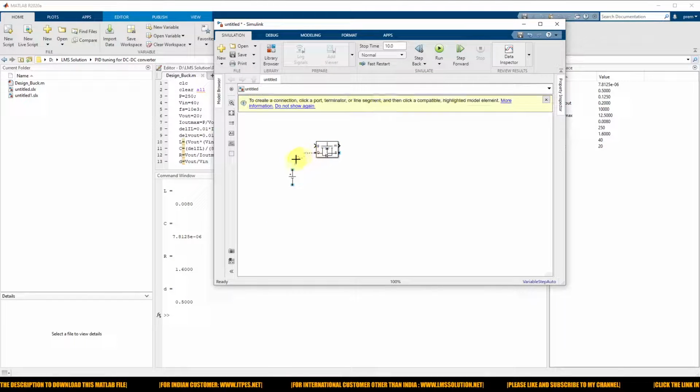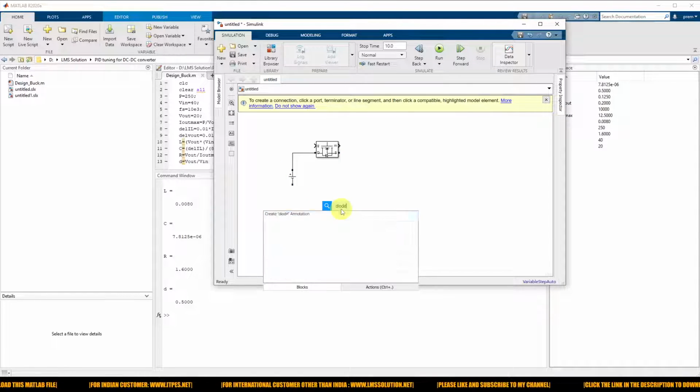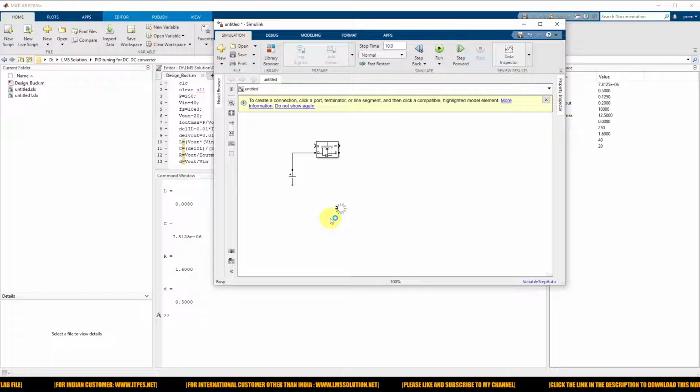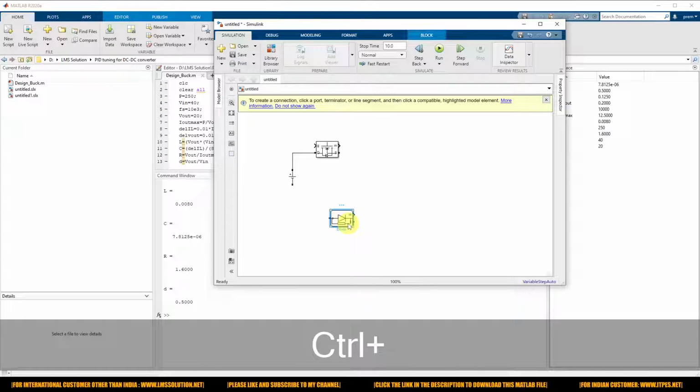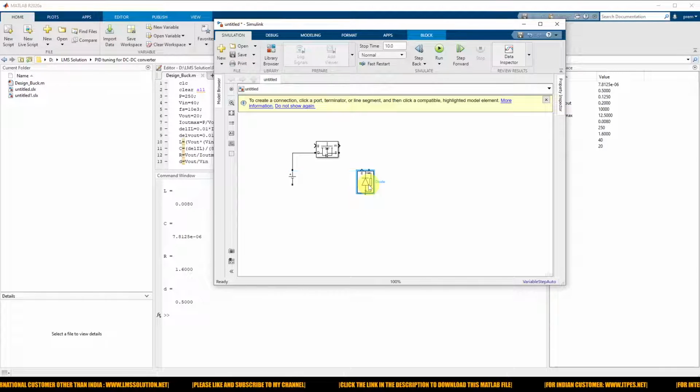I'm going to connect that MOSFET switch here, and then we need a diode. I'm going to use a diode, not this one. So just you have to take the diode from this one. Okay, you got to use this one and connect like this. So next we need to connect the filter, inductor, and capacitance.